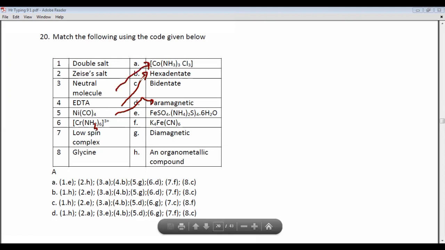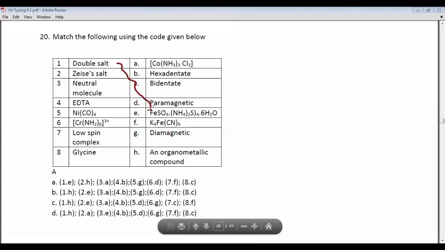Ni(CO)4, is it paramagnetic or diamagnetic? 4s2 3d8. It's paramagnetic. Low spin complex is usually diamagnetic. So 7 is actually G. Ready? Okay.